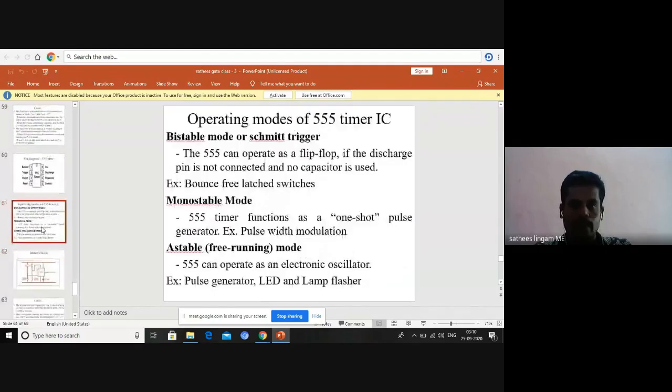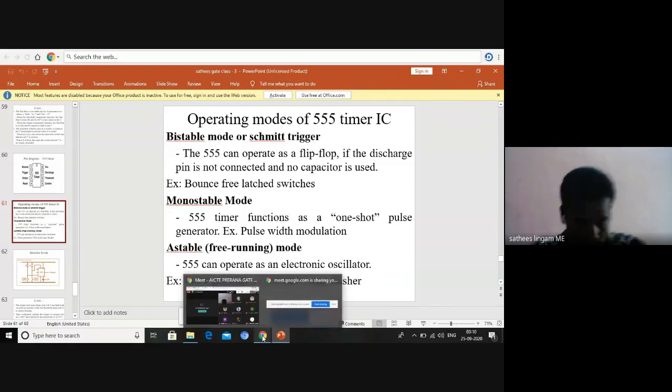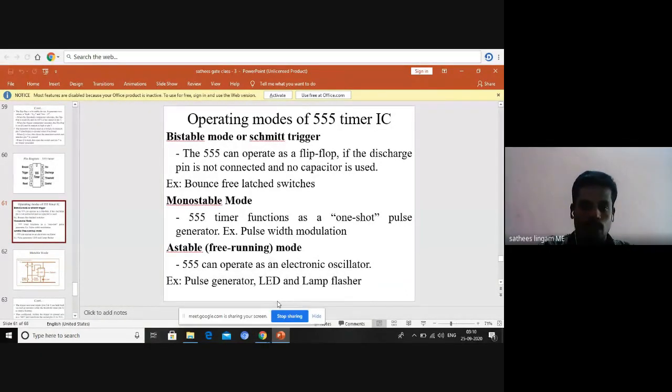So this is the pin diagram. Then it is having operating modes. One minute, what is the timer? Okay, one minute, man. That is last. Almost we are near to complete.